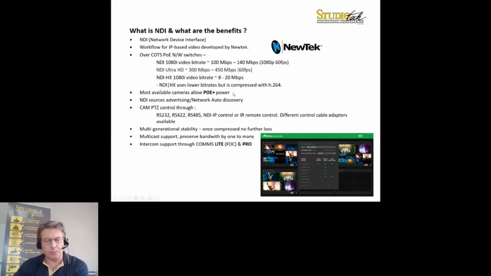All the available cameras in the market, most of them are PTZs, of course. They all allow power over Ethernet and DC power. So it's very, very simple to use one Cat cable. That is the only thing you need to connect an NDI camera. A very nice thing on the NDI platform is that once you connect an NDI source and it appears on the network, it's advertised automatically by any NDI production switcher or production device.